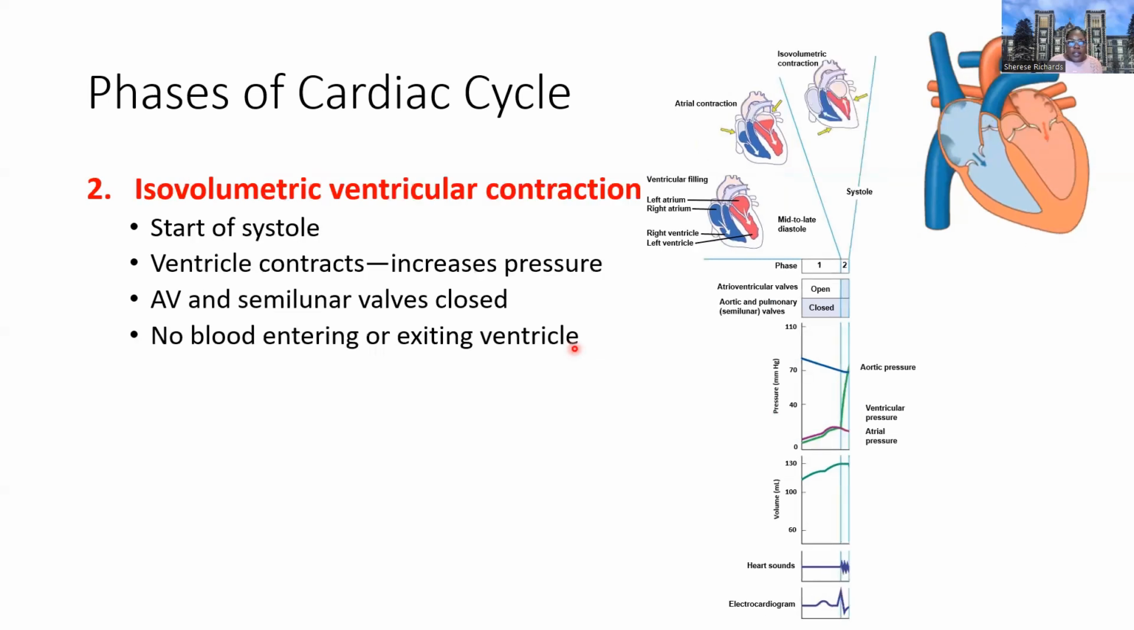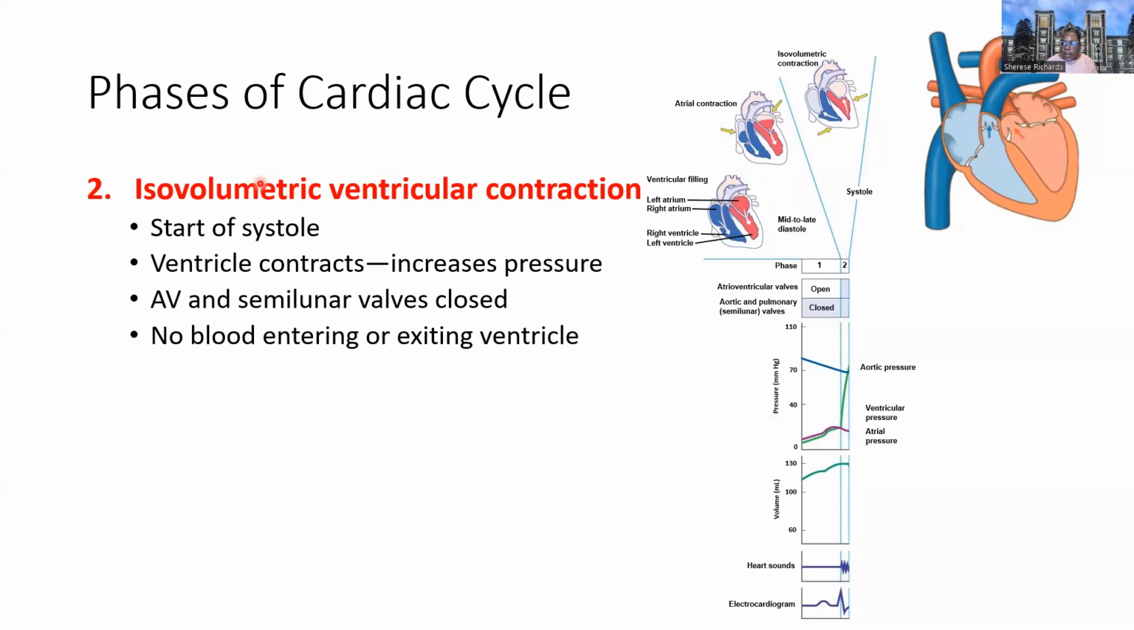Let's shift to phase two. Phase two is isovolumetric ventricular contraction. And isovolumetric means that the volume is staying the same. So that means our valves are closed. All four heart valves are closed. While we said that there's never a period where they're all open, there is a period, very briefly, when all of them are closed.